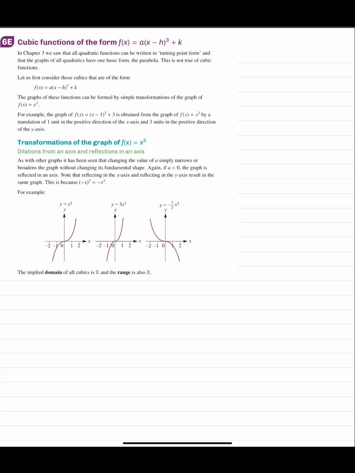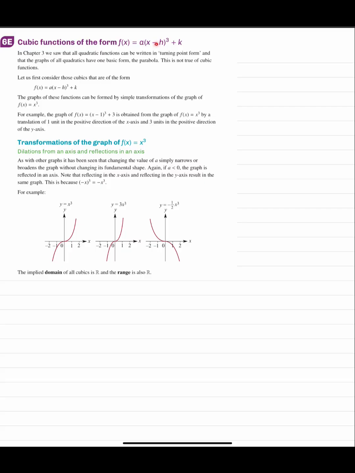It looks quite similar to the quadratic turning point form, except you have the index being 3. So you should be familiar with the parameters A, H, and K. What is A? It's the same as in the turning point form in quadratics. This A is a dilation and reflection factor.